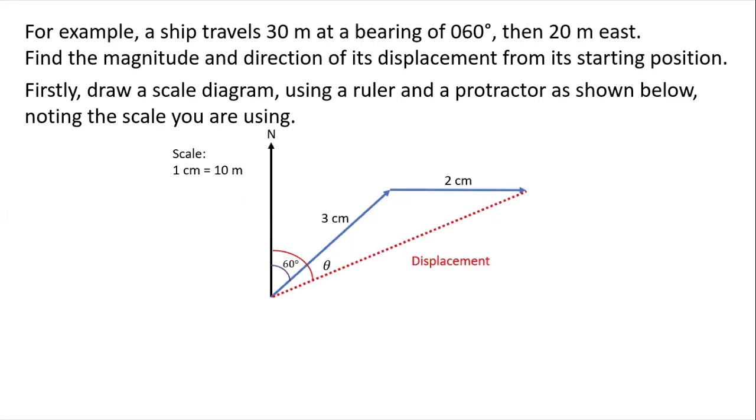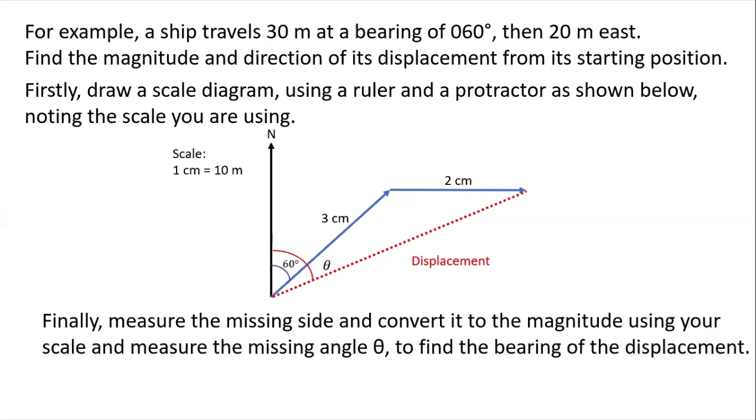Here, this is the diagram. So this is the scale. You can see 1 centimeter shows 10 meters. So for the displacement, we can keep our ruler and measure it. Finally, measure the missing side and convert it to the magnitude using your scale, and measure the missing angle theta to find the bearing of the displacement.